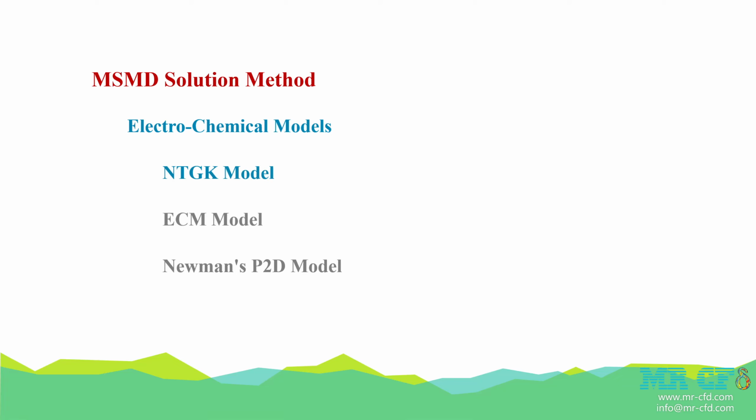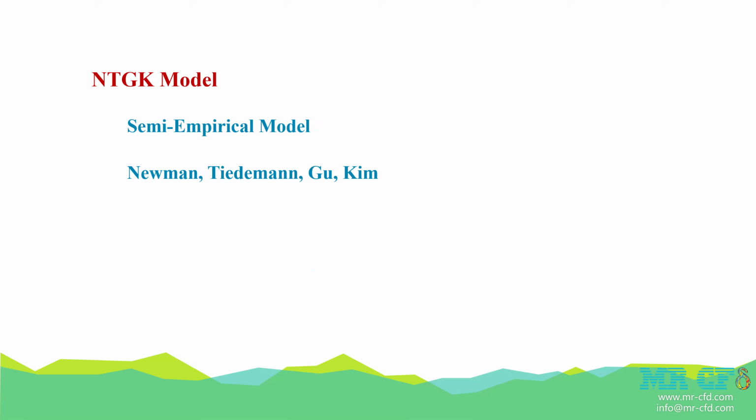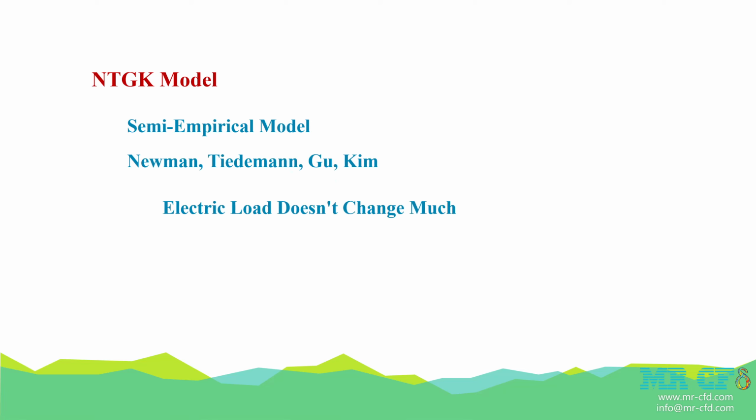The NTGK model, ECM model, and Newman's P2D model. First, we refer to the NTGK electrochemical model. This simple semi-empirical model is proposed by Newman, Tiedemann, Gu, and Kim. The NTGK model is used to simulate the charge and discharge cycles of the battery for a condition where the electric load does not change much.